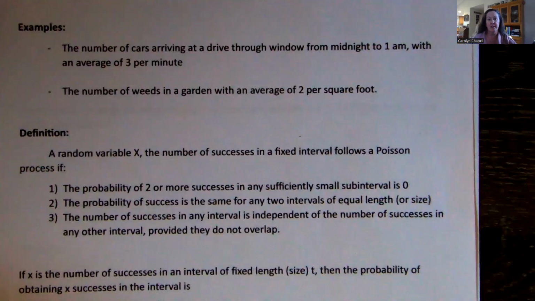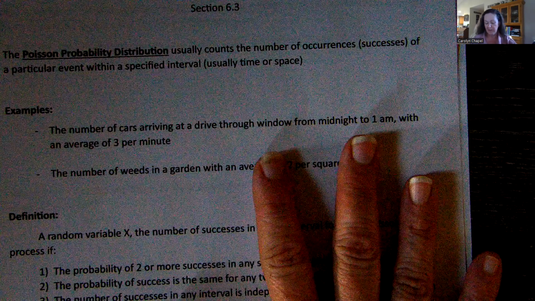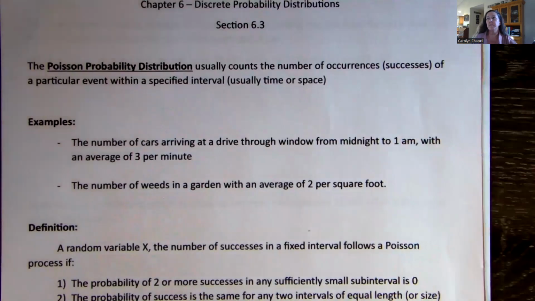But to get started, let's go to our guided notes and start looking at the Poisson. So the Poisson distribution is going to be looking at successes, very similar to successes in a binomial, but we're going to be looking at them over a specific interval. And that interval could be a time interval or a spatial interval.